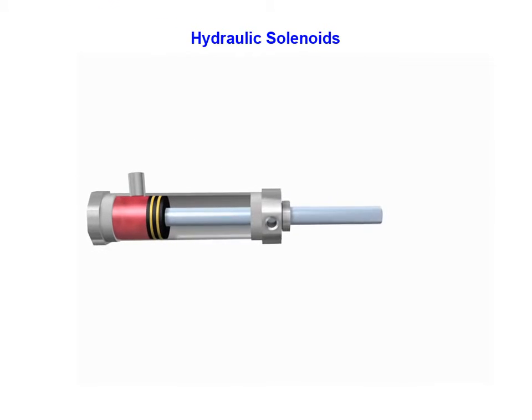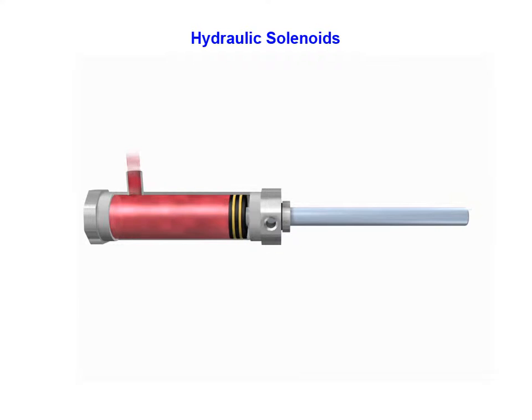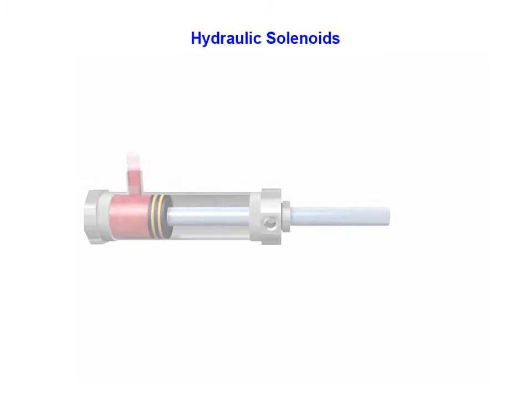When a solenoid valve is connected between the cylinder and hydraulic supply, the cylinder rod will extend when the valve is energized and fluid flows into the cylinder. When the valve is de-energized, the piston retracts and the cylinder rod is drawn back into the cylinder either by gravity or by a return spring.